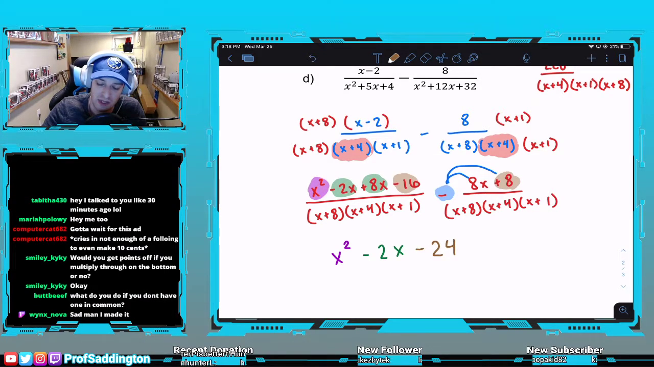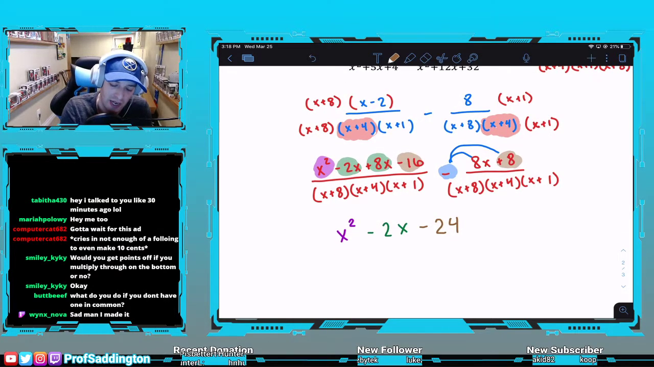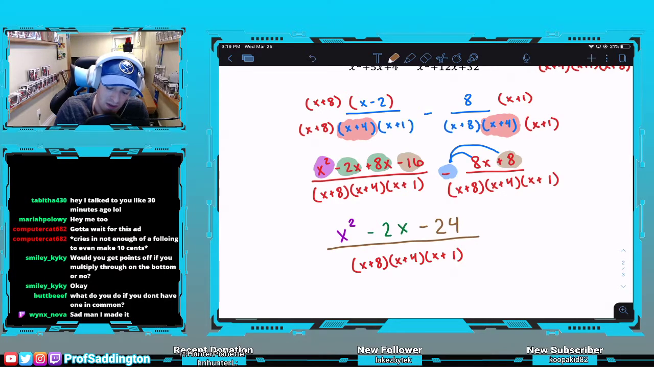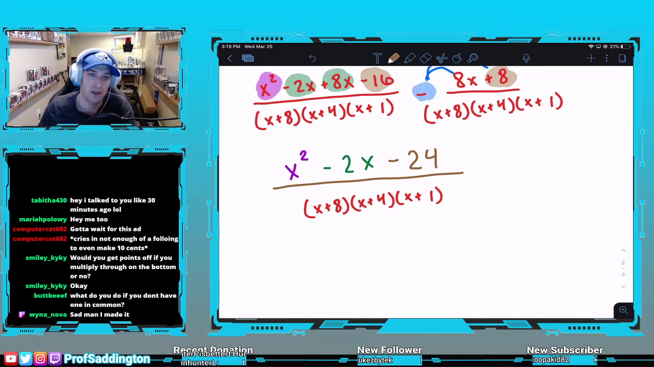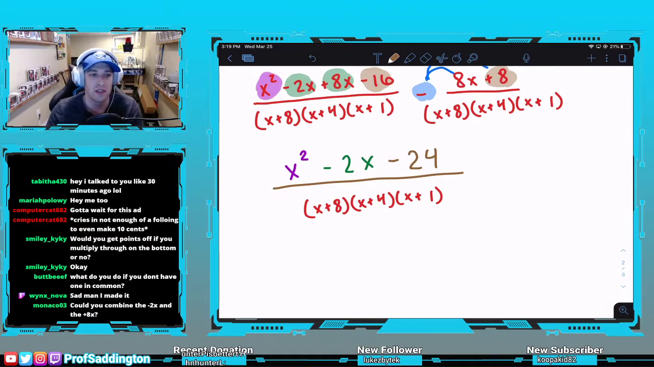All right, let's see here. Is my pen going to start working again? Come on, pen. There it goes. Now, your denominator, because they were common denominators, again, we still have the same denominator on the bottom. So the last thing that you guys have to do is just make sure that everything's factored.